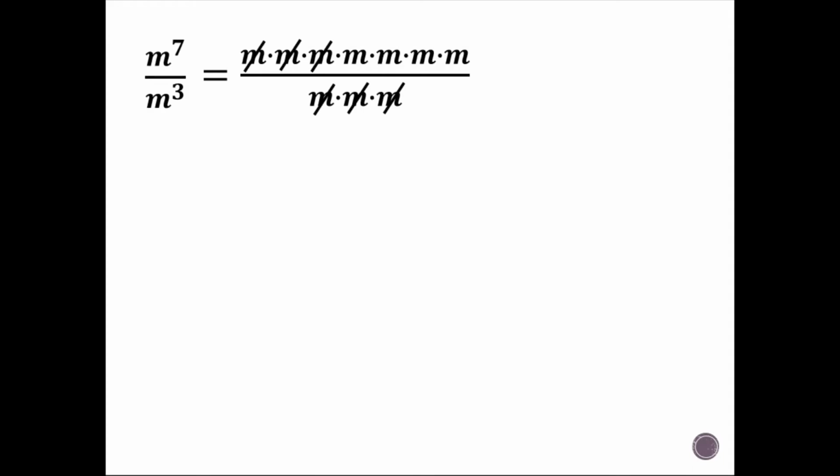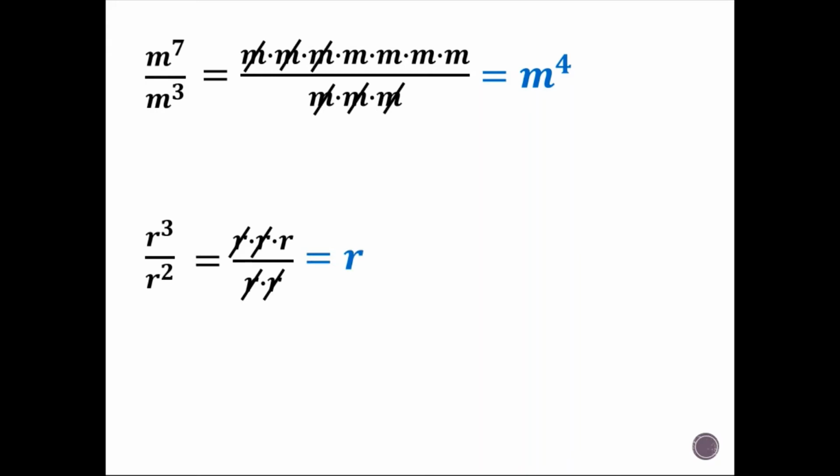What remains in the numerator are 4 m's and nothing remains in the denominator, so the resulting expression, which is now the simplest form, is m to the fourth power. For r cubed over r squared, expanding it and cancelling the common factors, the resulting expression is r. But this time, I am going to introduce to you another method of simplifying these expressions without cancelling and without expanding. And how do we do it? We simply subtract the exponents.